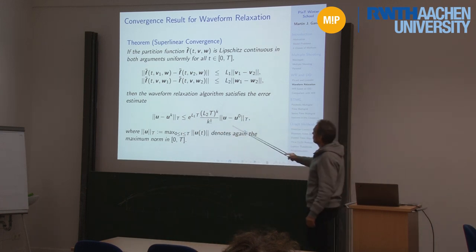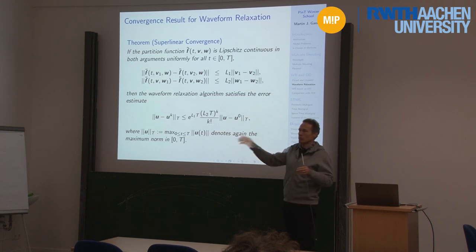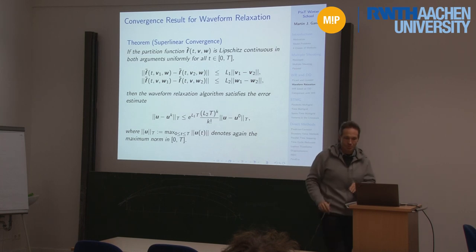But if you choose T not to be large, which means if you simulate on small time windows, then it contracts quite well. Because then even here you get a geometric contraction. If L2 times T is less than 1, you get less than 1 to the k. But if you have long time windows, and we want to calculate long in the future, then this is not contractible.